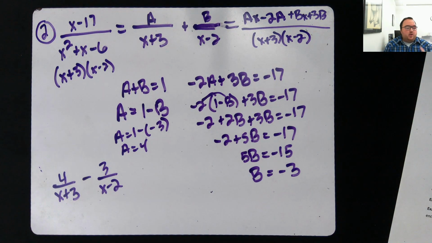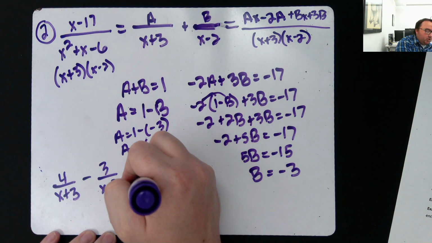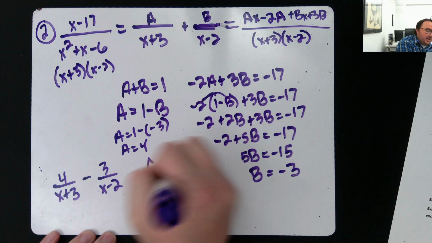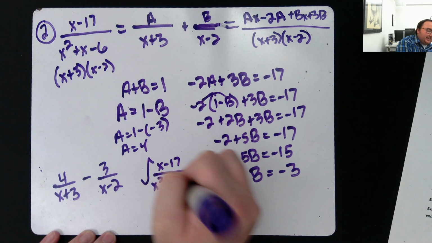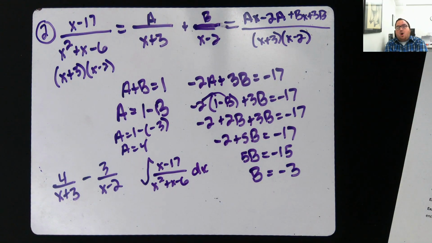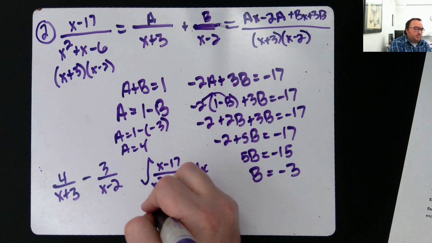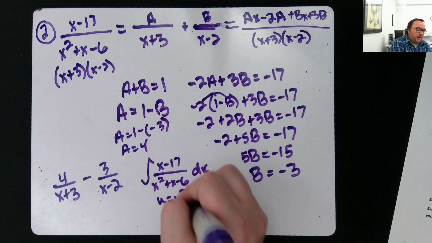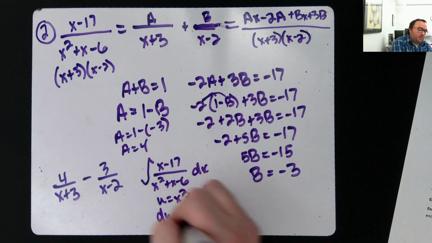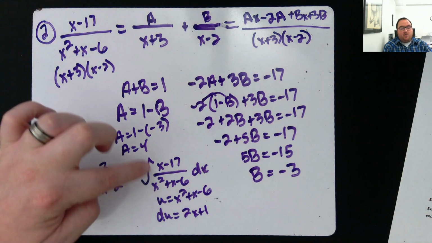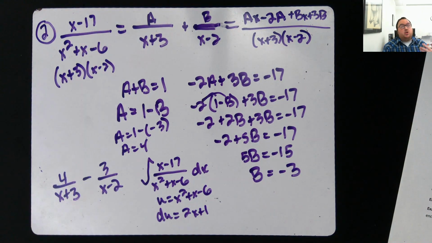So that's how I use partial fraction decomposition. So now our question is, why does this help us in Cal 2? Imagine if you were asked to find the antiderivative of x minus 17 over x squared plus x minus 6 dx. Our first thought would be, okay, let's try u substitution. U would have to be the denominator. So du would have to be 2x plus 1. I don't have that. So u substitution would not work here.